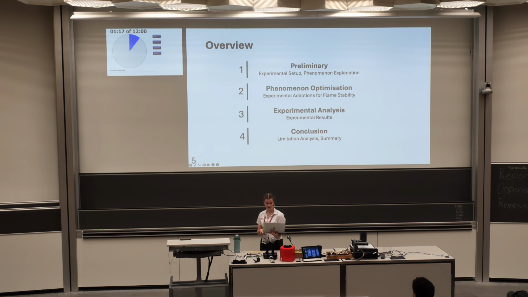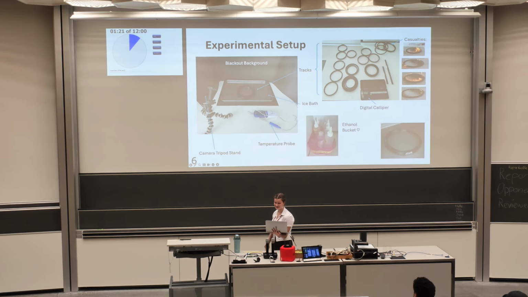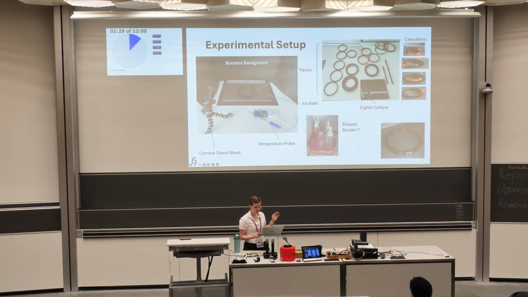Okay, so here's an overview of my presentation. Onto the preliminary. Here's a photo of my experimental setup. Here's my lovely ethanol rocket, my wonderful tracks. These were 3D printed with ABS plastic and then spray painted with a heat protective coating. Measures induced upon the damage of our unfortunate casualties.